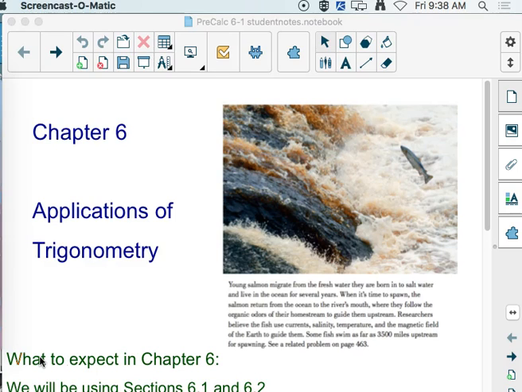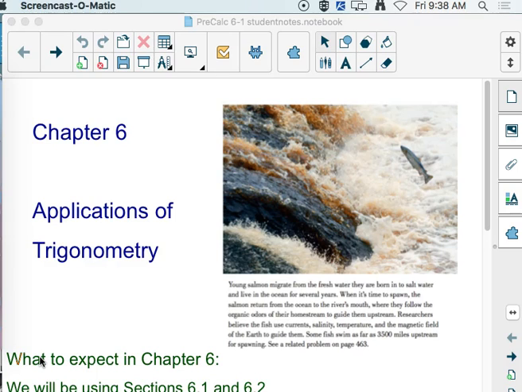Absolutely always. So, Chapter 6, Applications of Trig, says young salmon migrate from the freshwater they're born into saltwater and live in the ocean for several years. When it's time to spawn, the salmon return from the ocean to the river's mouth, where they follow the organic odors of their home stream to guide them upstream, so literally by scent. Researchers believe the fish use currents, salinity, which is the salt in the water, temperature, and the magnetic field of the earth to guide them. Some fish swim as far as 3,500 miles upstream for spawning, and we've got some problems later on.